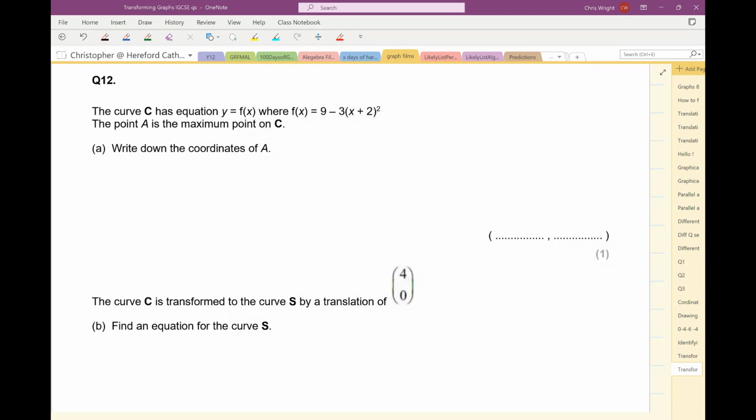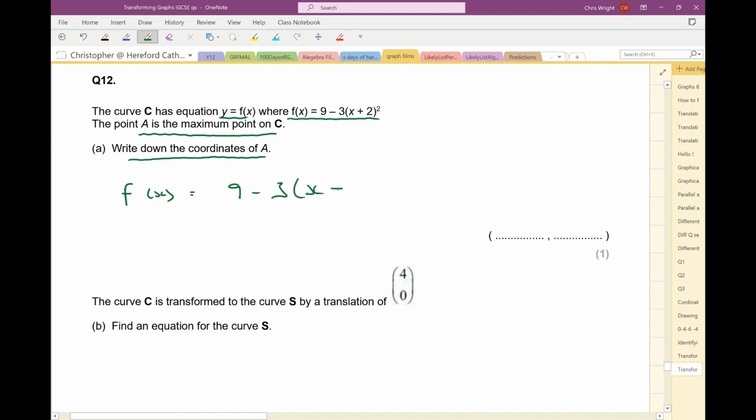Question 12. The curve C has equation y equals f of x, where f of x is 9 minus 3 lots of x plus 2 squared. The point A is the maximum point on curve C. Write down the coordinates of A. So we want to know the maximum value of f of x when f of x is 9 minus 3 lots of x plus 2 squared.